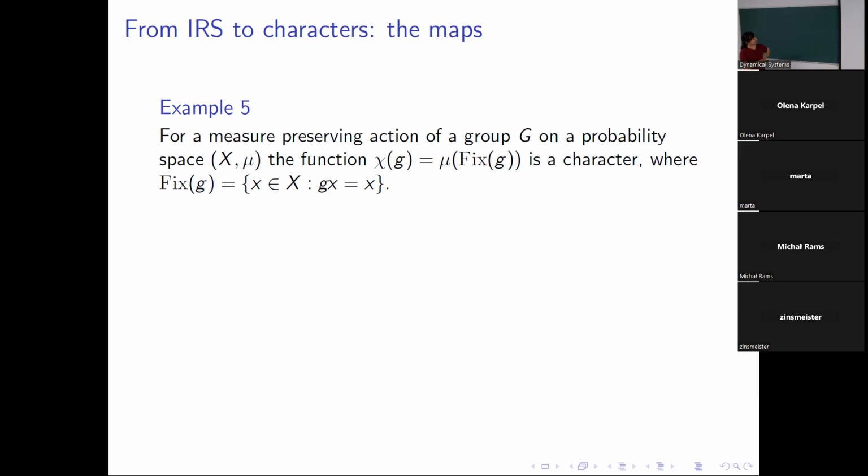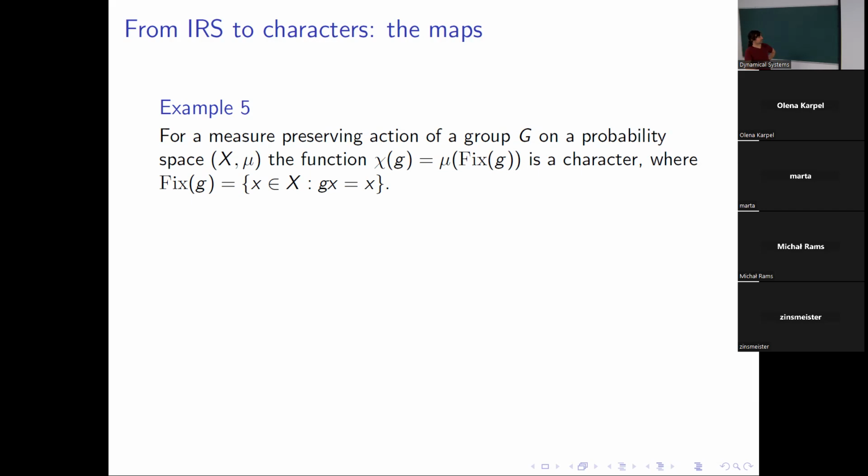These relations come from the following important example. Given any measure preserving action of a group G on a probability space (X, mu), we can define a function chi of g equal to the measure of fixed points with respect to the action of g. That is, we just take the set of points x such that gx equals x and calculate its measure. One can show in various ways that this is indeed a character; it satisfies the above conditions.